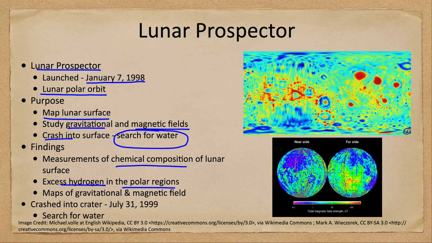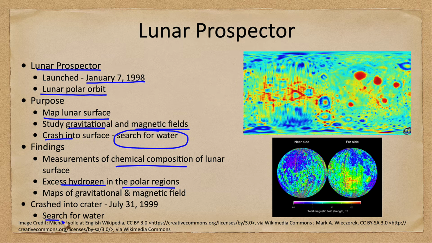And the magnetic field, while much weaker than Earth's, does also have certain areas of concentration, areas on the far side where the magnetic field is significantly stronger than the very close to zero magnetic field in many parts of the near side. Now, at the end of its mission, on July 31st of 1999, it was crashed into a crater on the south polar region.